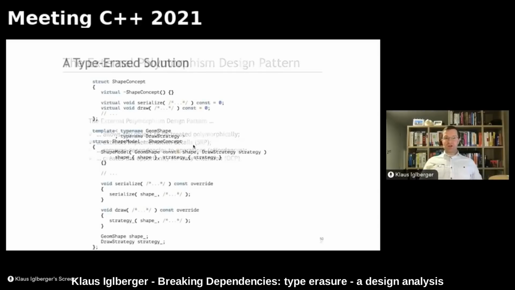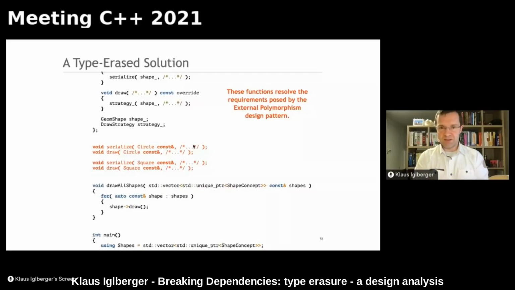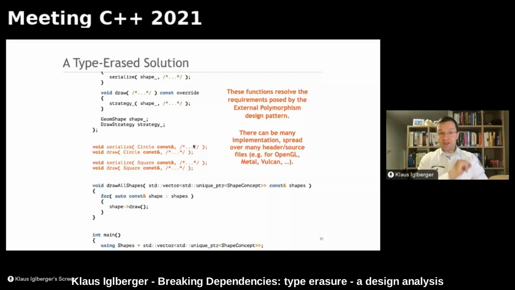All right, so that is a very good start. But of course, we now need to continue. I just said that we expect free functions, and so eventually we need to provide them. I provide serialize and draw for circle, and I provide these two functions for square as well. Those are the functions that we need, because that is what we defined as a requirement in this external polymorphism design pattern. And of course, there can be many implementations of these functions, many indeed.